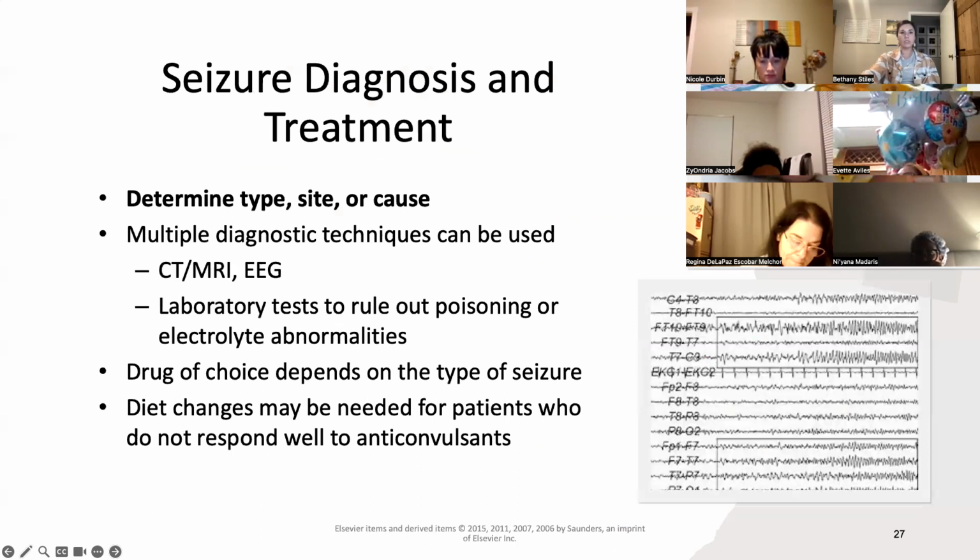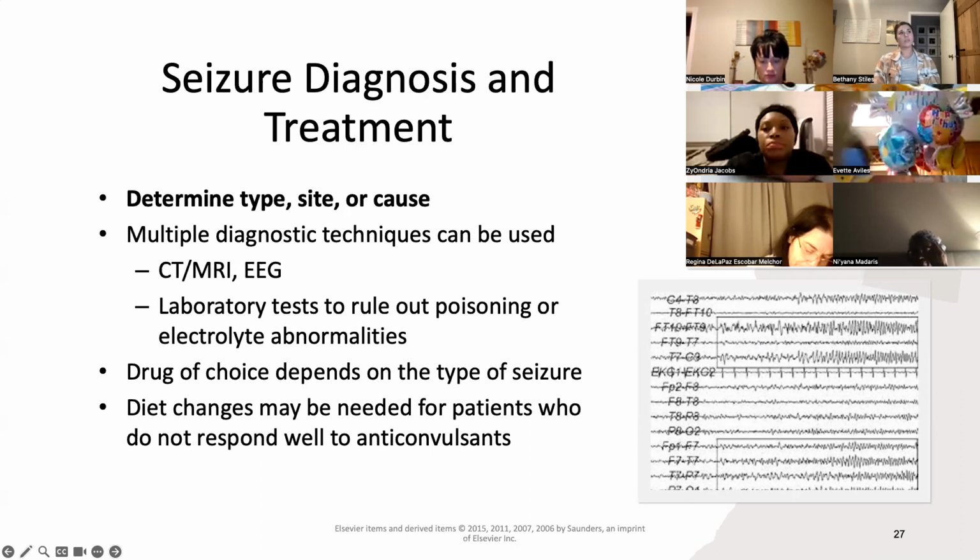When we're diagnosing seizures, we need to know the type, the site, and the cause. We can use lots of different diagnostics. We can do a CT or MRI. We can do an EEG to look at the actual brain waves. And then we do lab tests to make sure that we're ruling out things like poisoning or those electrolyte abnormalities that can cause seizures.